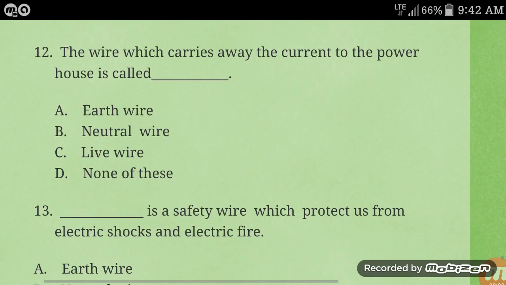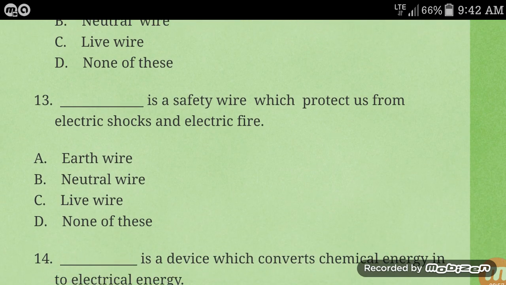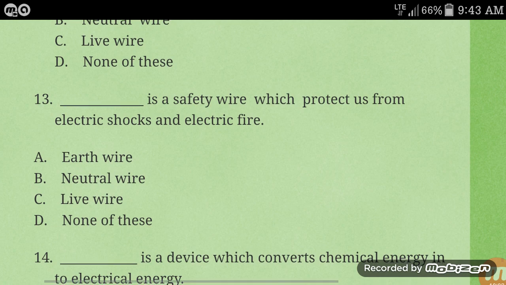It's made of zinc. Next one, the wire which carries away the current to the powerhouse is called what? Earth wire, neutral wire, live wire, none of these. It's neutral wire, letter B. Next one, 13. Blank is a safety wire which protects us from electric shocks and electric fire. So it is earth wire, neutral wire, live wire, none of this. It is earth wire.